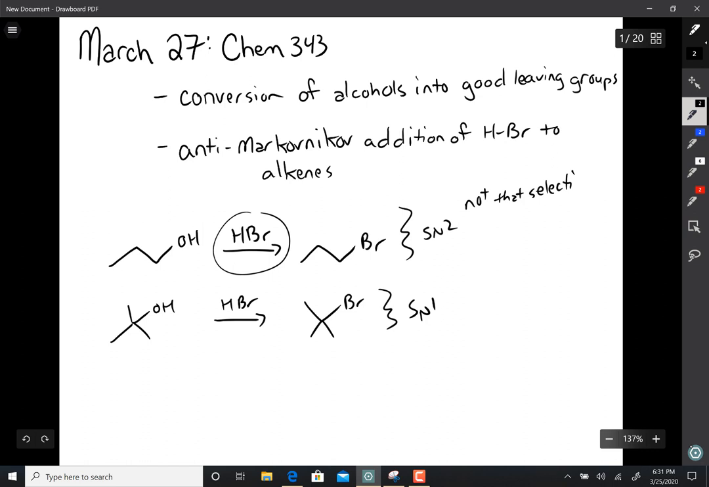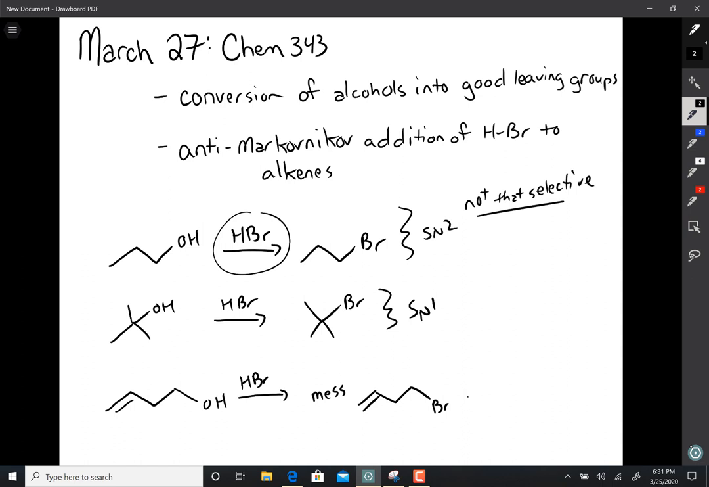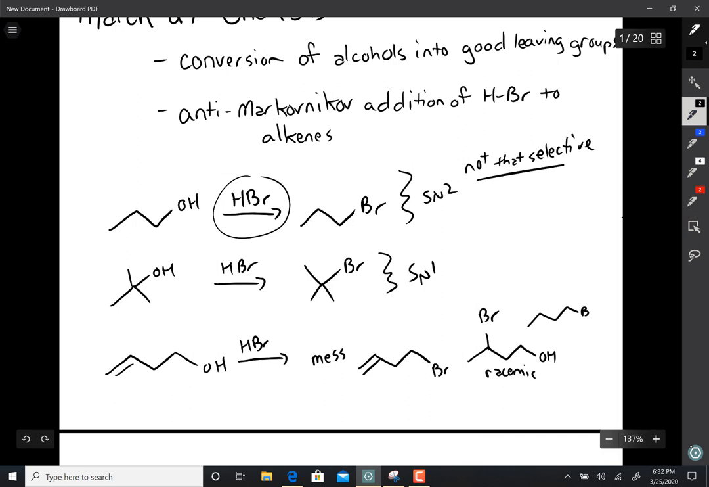So if you have, say, a molecule like this, and add HBr to it, there's a good chance that you're going to get a mess, where you can do the SN2 reaction on the alcohol, but keep in mind HBr can also react with the alkene. Or you can get reactions with both. So it's a mess. So therefore, we're going to talk about ways of converting alcohols into good leaving groups that are very selective and react just with alcohols.